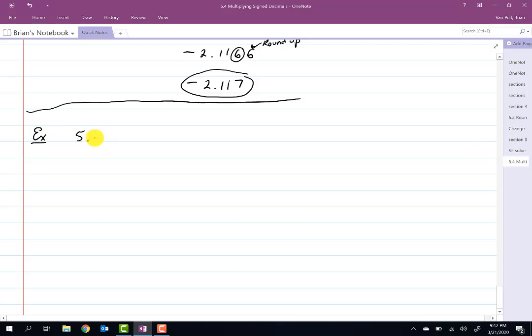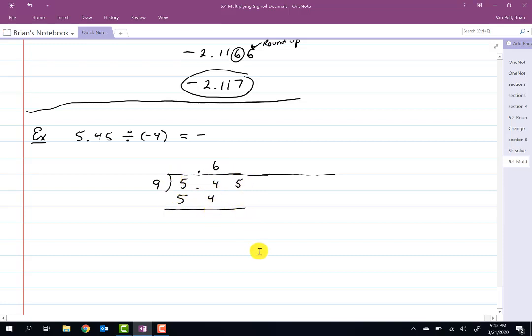Let's do 5.45 divided by negative 9. And once again, here's a number that I know to be negative. And let's have 9 go into there. So the 9 goes on the outside, 5.45, spacing out as needed. Make this division bar long. All right, 9 goes into 5 0 times. Let me bring up my decimal here. But 9 does go into 54 6 times. When you subtract, you get 0, so we bring down the 5.